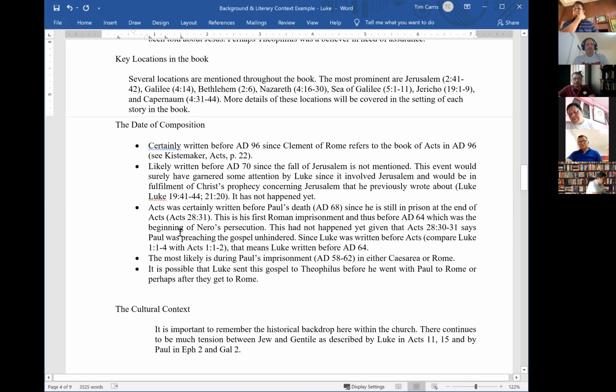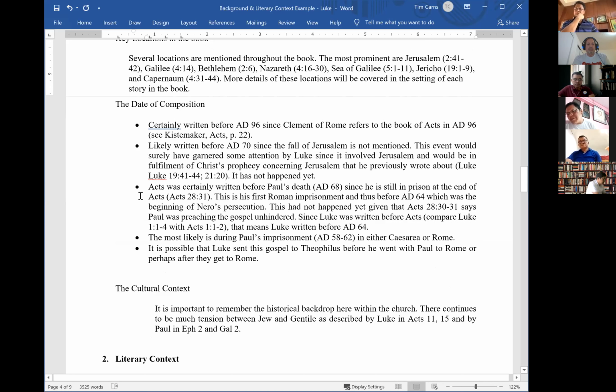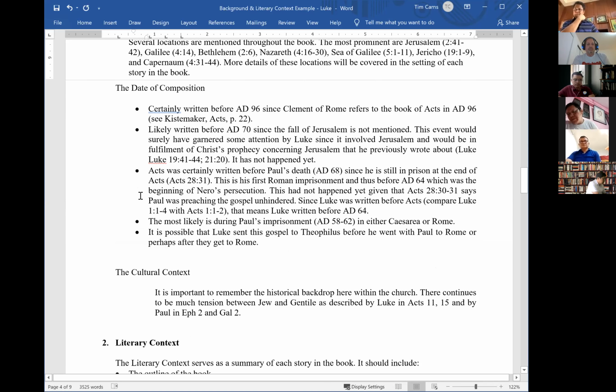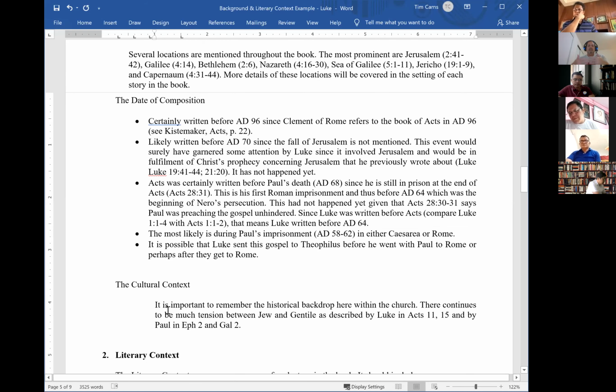So you can find some information there. And then finally, the cultural context. That is, in what context did the author write? Understanding his audience, what do we know about that particular culture? And I give an example here from Luke you can look at.